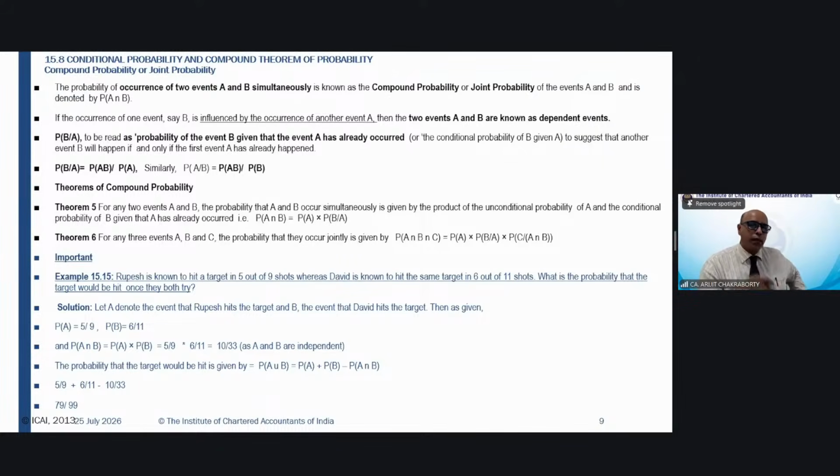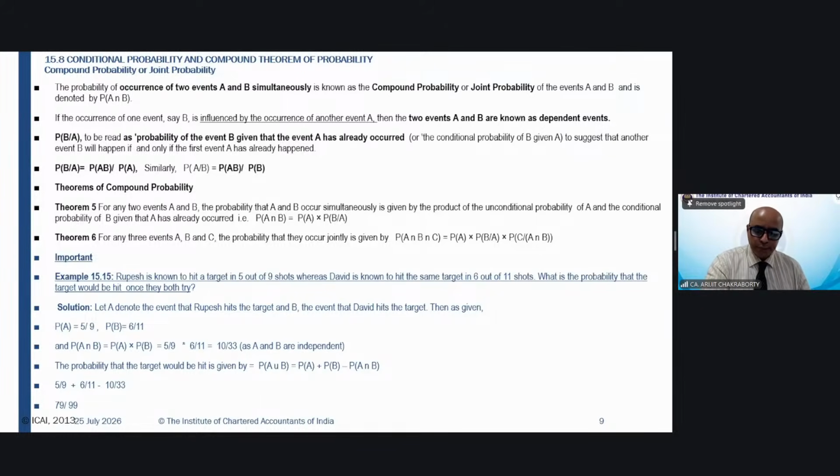So we are using the formula P(AB) = P(A) × P(B), which is 10/33. Finally, the question is the probability that the target is hit. This is shown by P(A ∪ B), and you know the formula: P(A) + P(B) − P(AB). So individually we have 5/9 plus 6/11, minus the joint probability, which we are subtracting. So we have 5/9 + 6/11 − 10/33. You get 79/99.